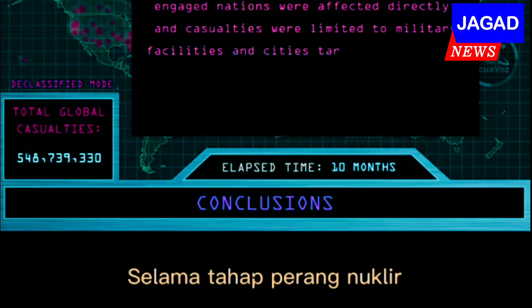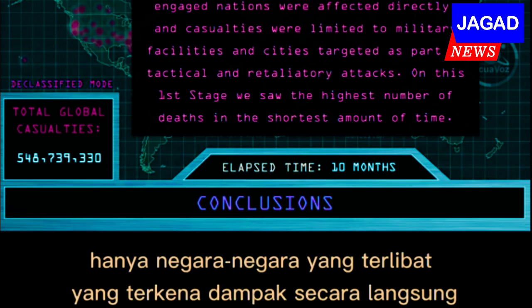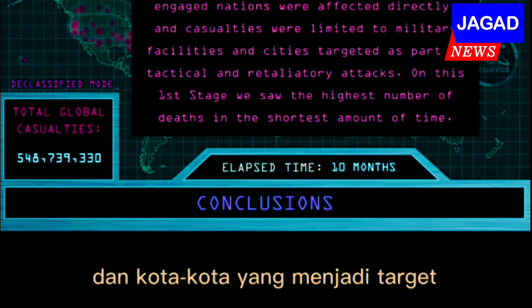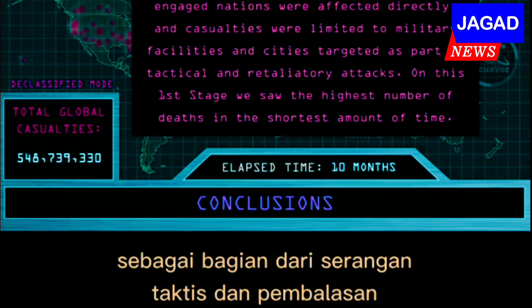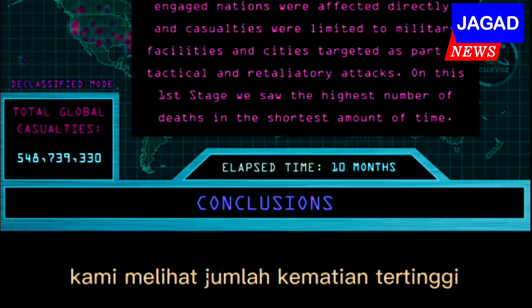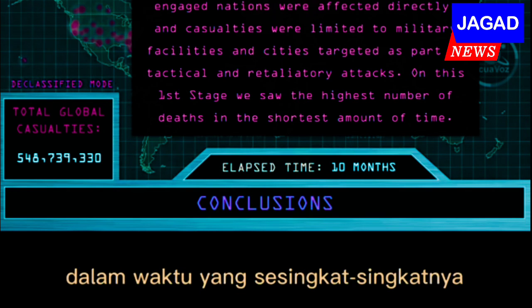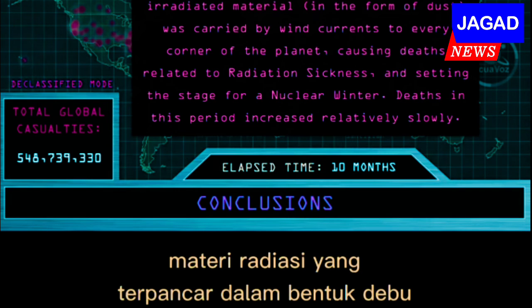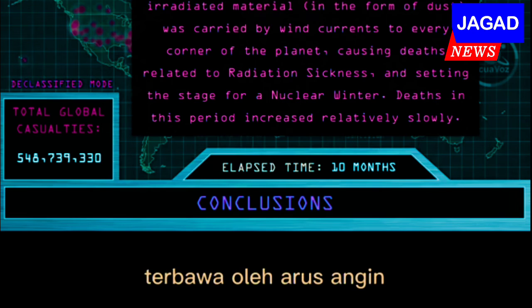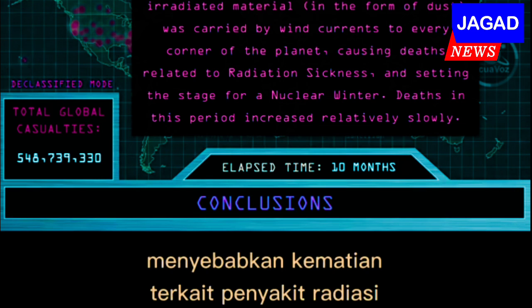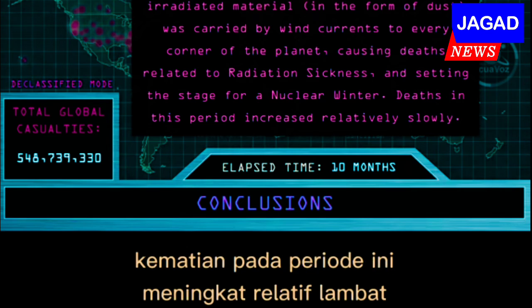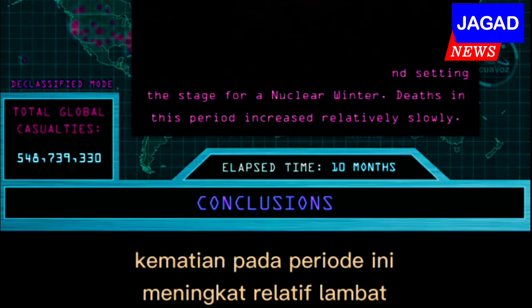Conclusions. During the stage of nuclear war, only the engaged nations were affected directly, and casualties were limited to military facilities and cities targeted as part of tactical and retaliatory attacks. On this first stage, we saw the highest number of deaths, in the shortest amount of time. During the stage of nuclear fallout, irradiated material in the form of dust was carried by wind currents to every corner of the planet, causing deaths related to radiation sickness, and setting the stage for a nuclear winter. Deaths in this period increased relatively slowly.